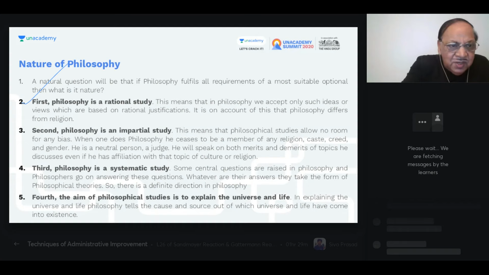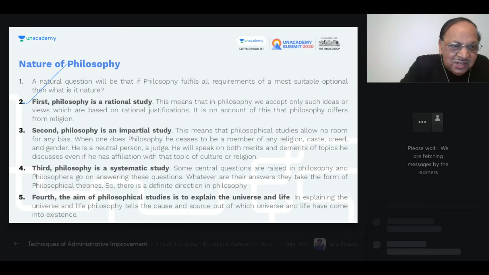So the first point is that it is a rational study. There is no faith and belief in philosophy. So philosophy differs from religion because in religion we accept everything on the basis of faith and belief.